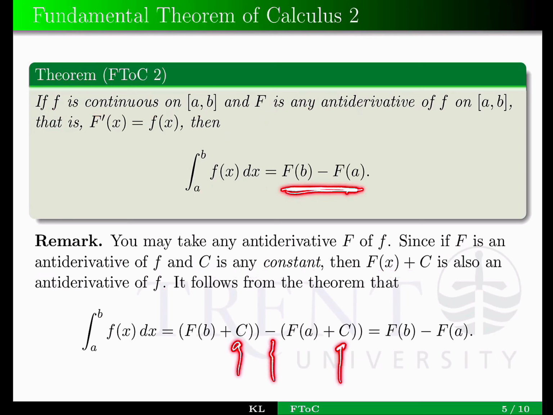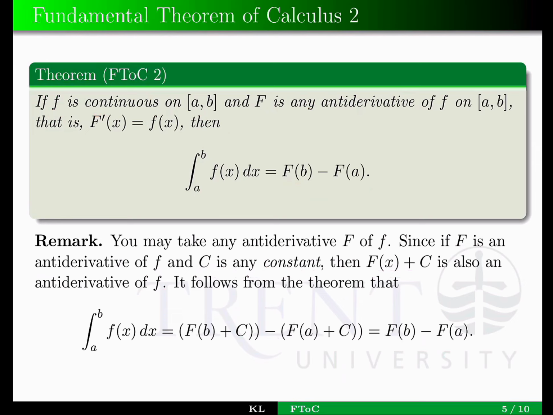And you do your subtraction here, which means that this c minus this c is just equal to 0. So what's left is capital F of B minus capital F of A. So in short, we can always take the antiderivative for which the constant c is equal to 0. Okay?